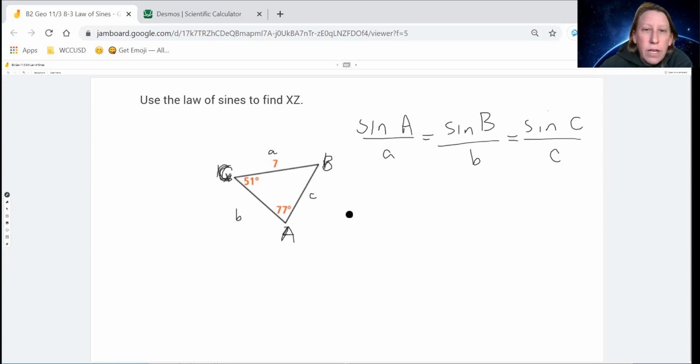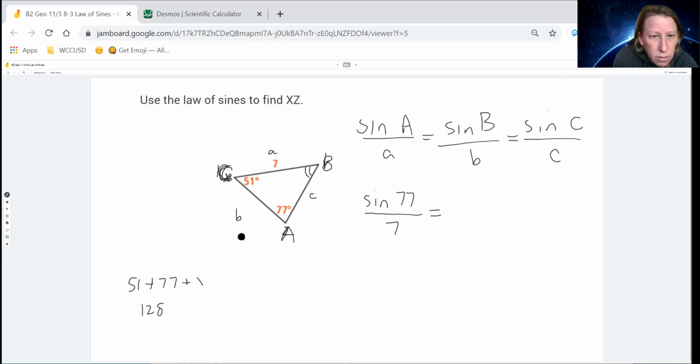Yay! Okay, but I already had the sine of 77 over 7. But this is the part that we ignored last time, right? Because we didn't know the measure of angle B. So now let's actually do it. So we have 51 and 77. That is 7, 8, 9, 10, 11, 12, 128 plus something plus measure of angle B. It's going to get us to 180.